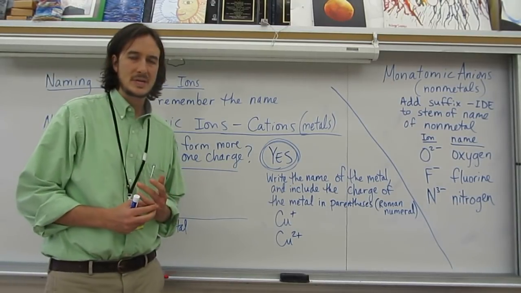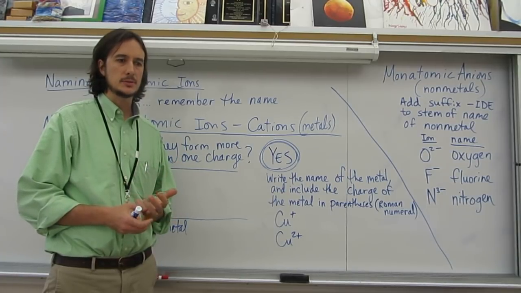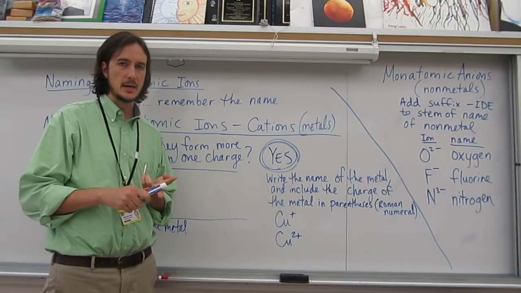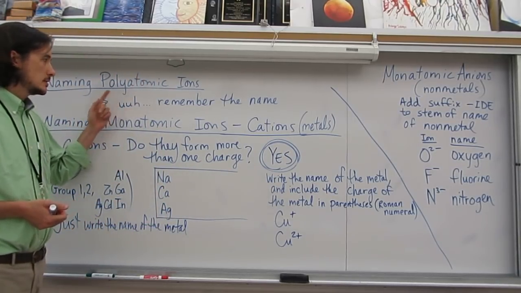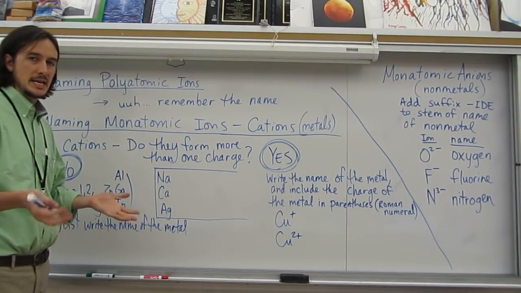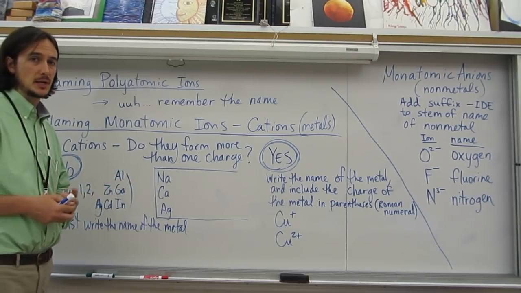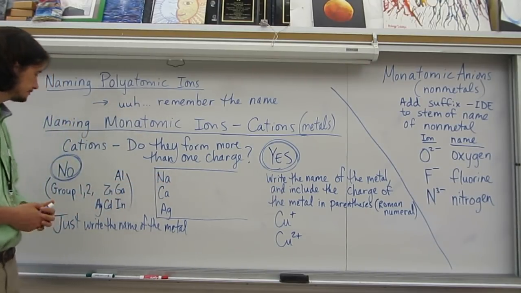So we're going to start naming ionic compounds, and if we're going to name ionic compounds, we have to name the cation and we have to name the anion. Polyatomic ions, you're just going to have to remember the name. So if you look on the chart, or any chart, or you make a chart of polyatomic ions, that's the name. You see that polyatomic ion, that's what you write.